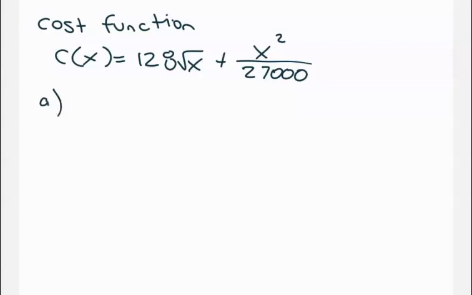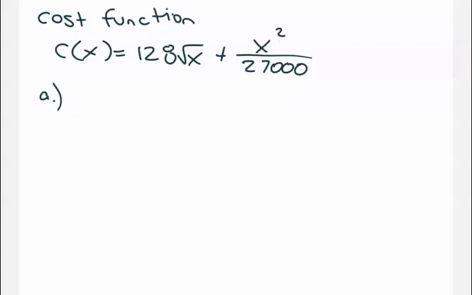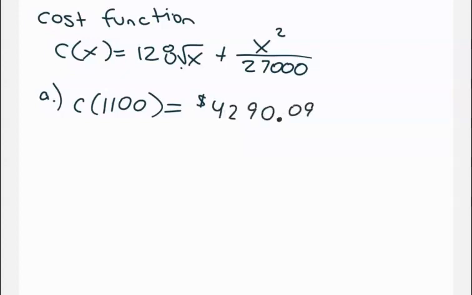So part A is the cost at a production level of 1100. So we have an equation where we put in the number of units and it spits out total cost. So we just plug 1100 in and we get 4290.09 if we plug 1100 into this function. I suggest just doing that in your calculator. No need to do it by hand.